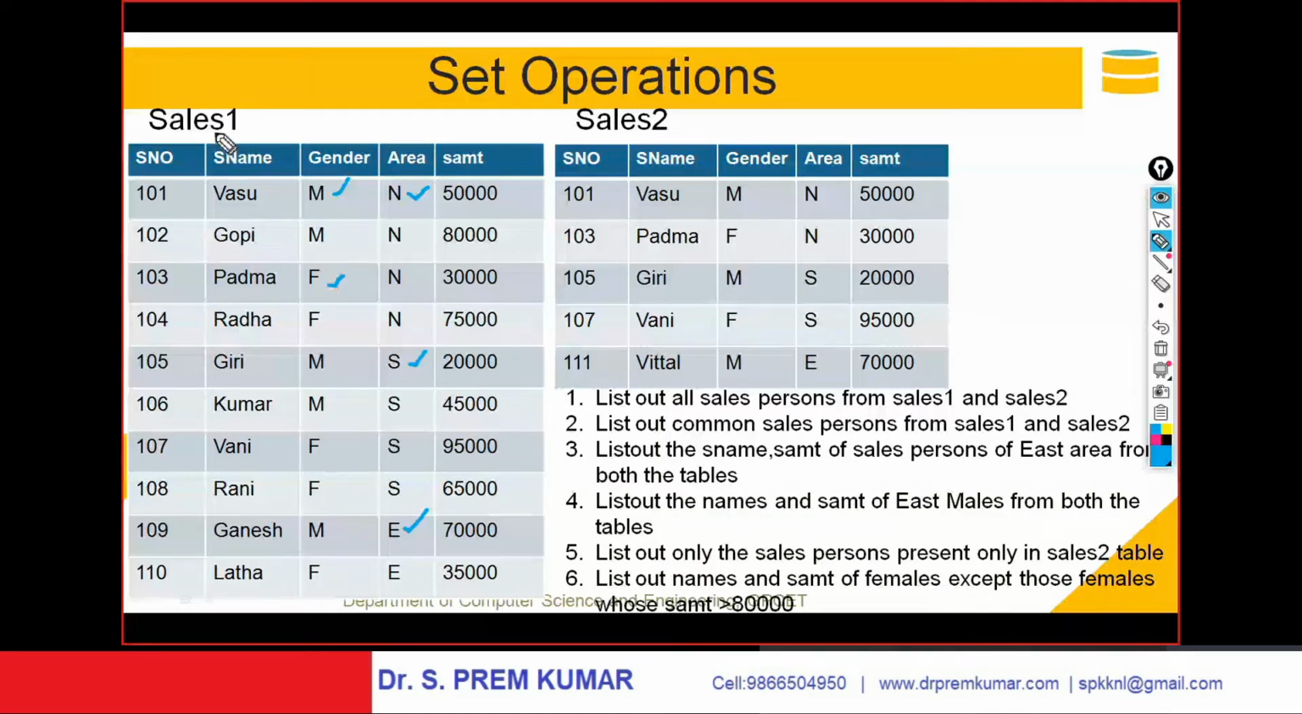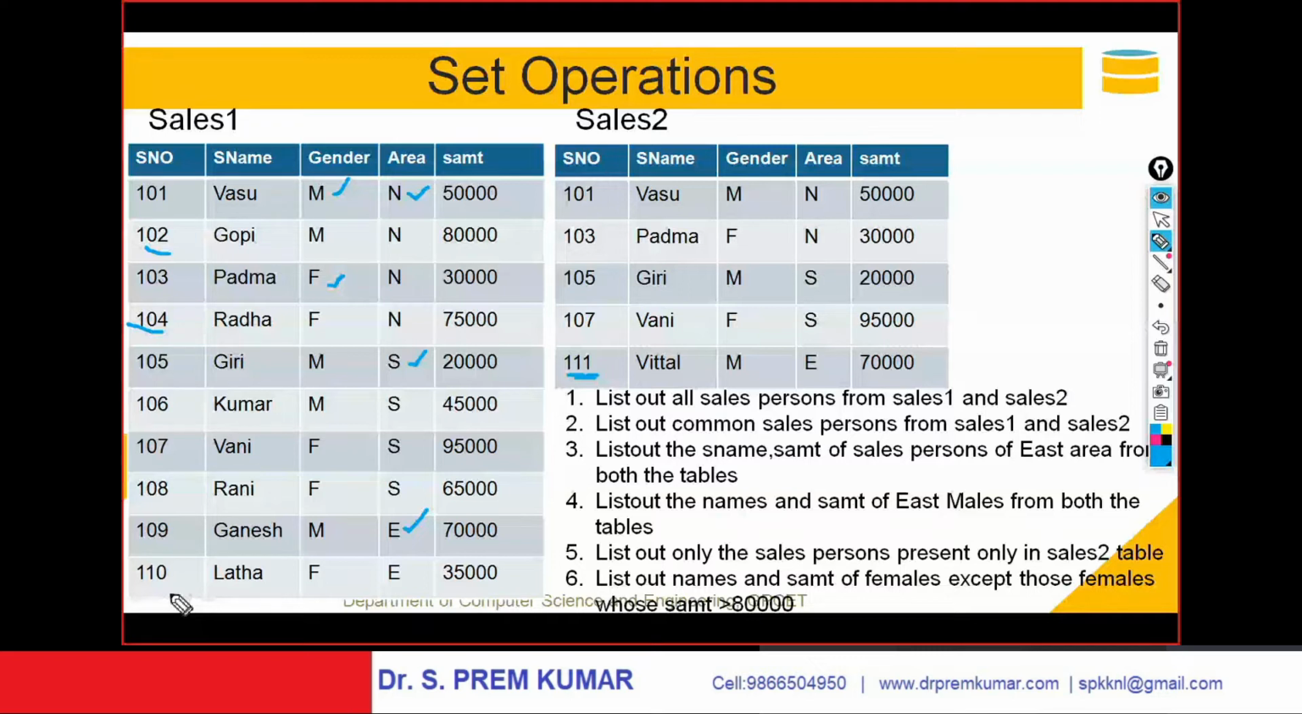There are two relations, sales 1 and sales 2. Sales 2 contains Vasu, Padma, Giri, Vani and Vittal. Of course, you observe here 111 Vittal is not available in sales 1. So some tuples are in this relation, and some other tuples are in the other. Here you have 102; do you have 102 here? You don't. Here you have 104; do you have 104 here? You don't. Here you have 111; do you have 111 here? You don't. So there are some tuples here and some tuples there.